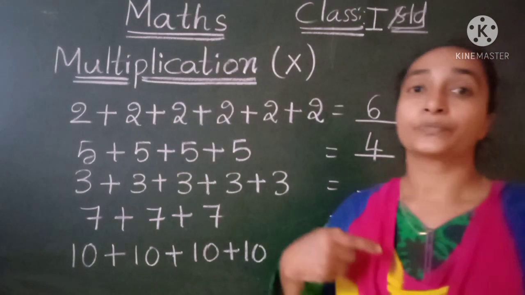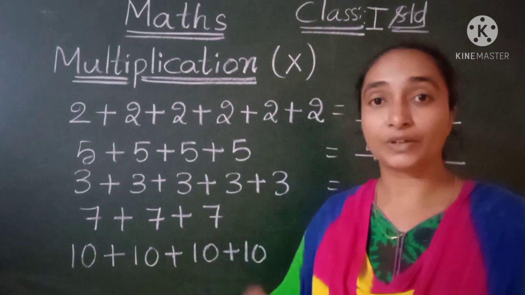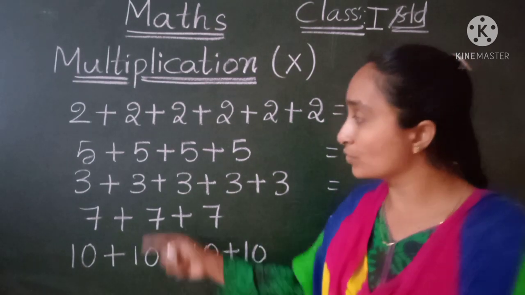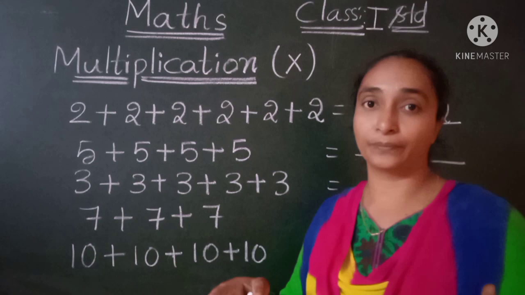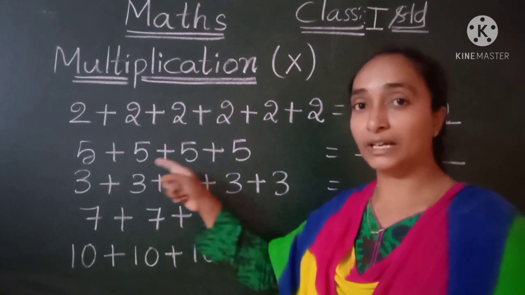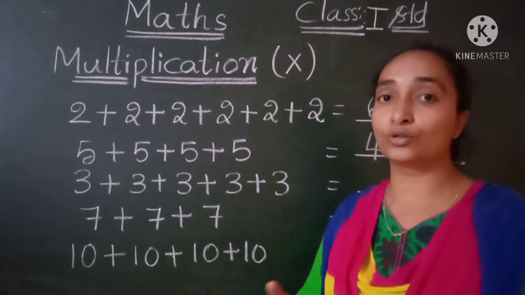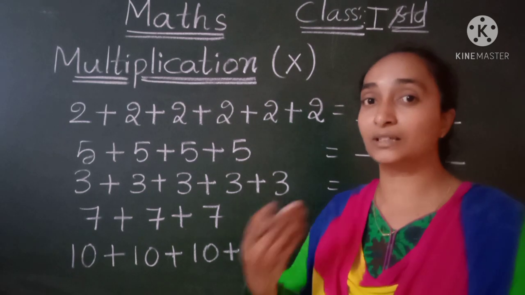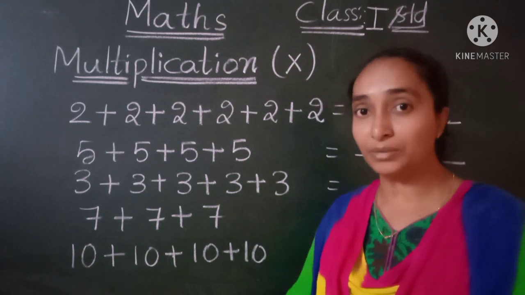Now in each group, how much is the number? So what is the number in each group? In each group they have given 5. First group 5, second group 5, so in each group they have given 5, 5, 5. So the number has been repeated. What is the repeated number there?